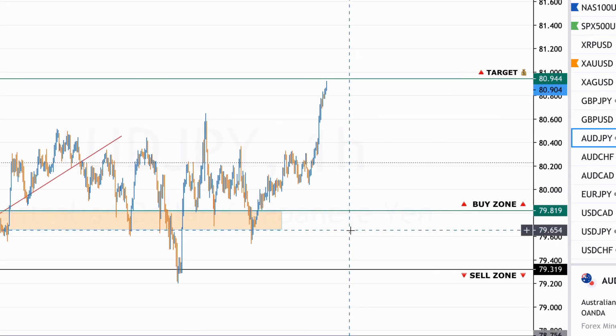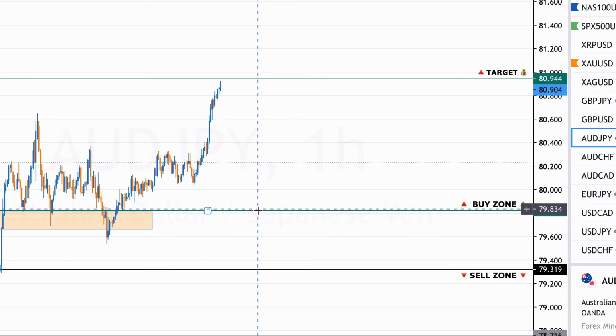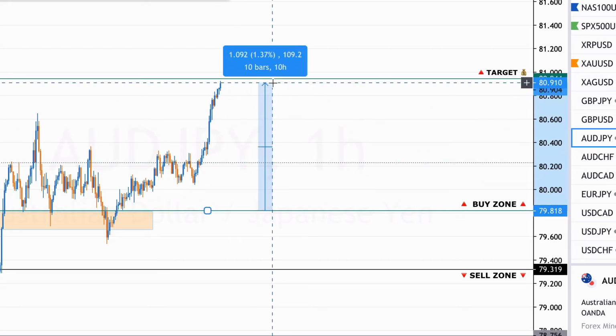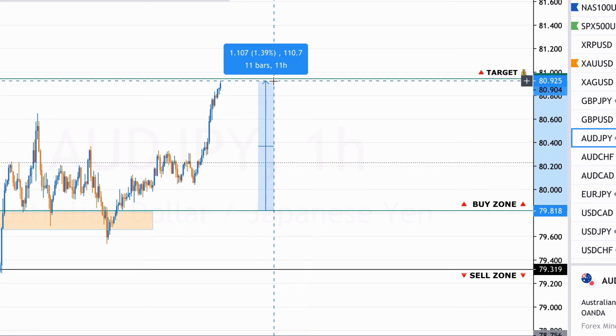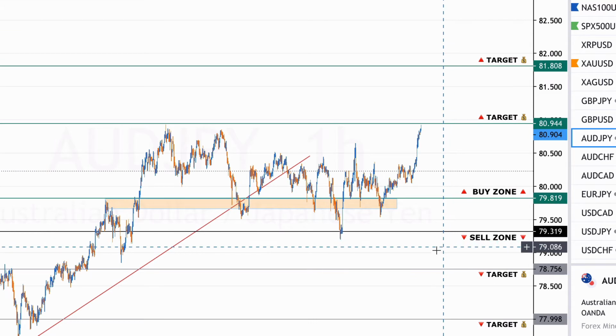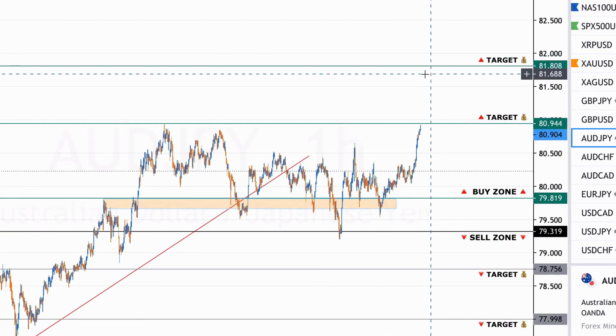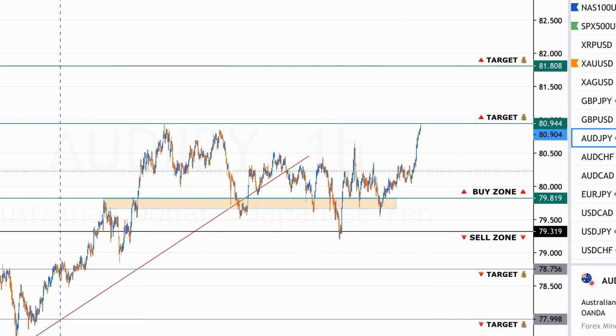Telling y'all, stop sleeping on these Sunday setups. Look at that buy zone. Look what happened. 110 pips. I'm leaving it.